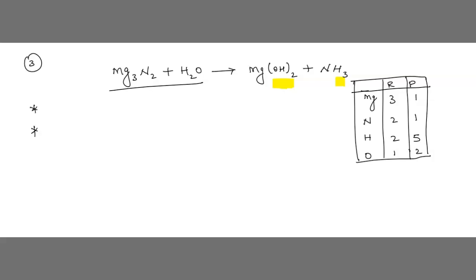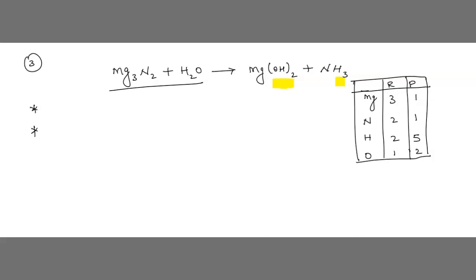Next, step number 2. Which one shall we take? Which one has the highest? We have the highest on the reactant side, no? Mg3N2, that is one highest. See, we have Mg3, but here we have only 1 Mg.